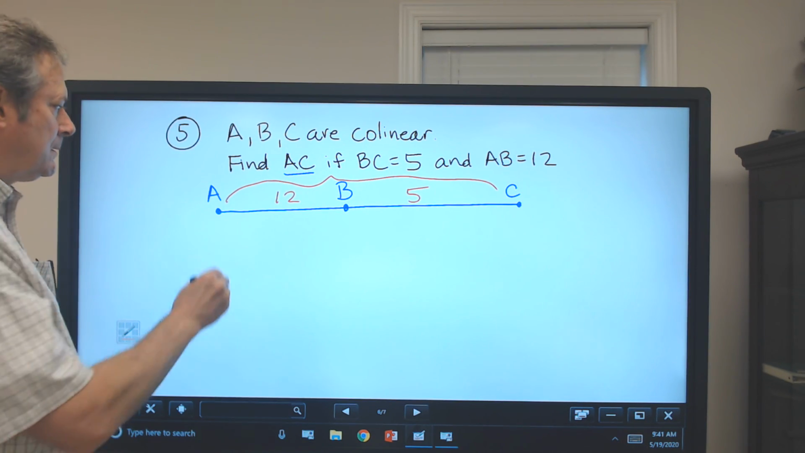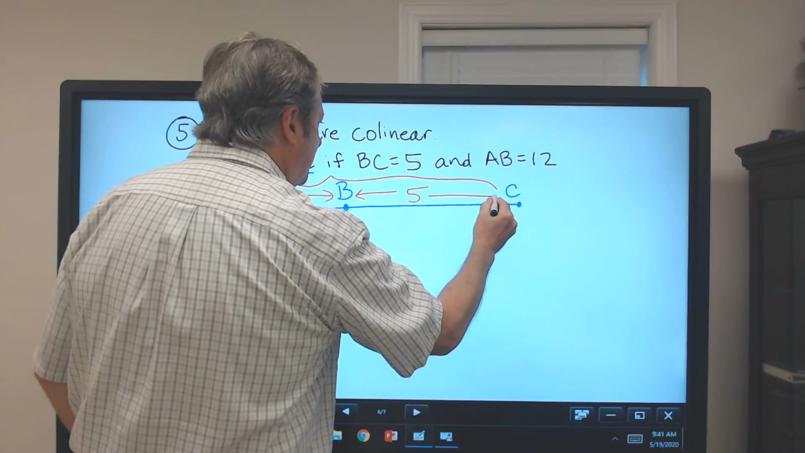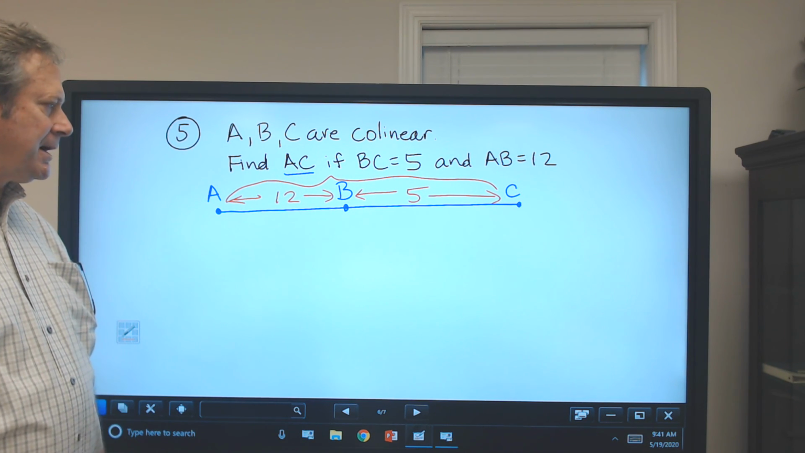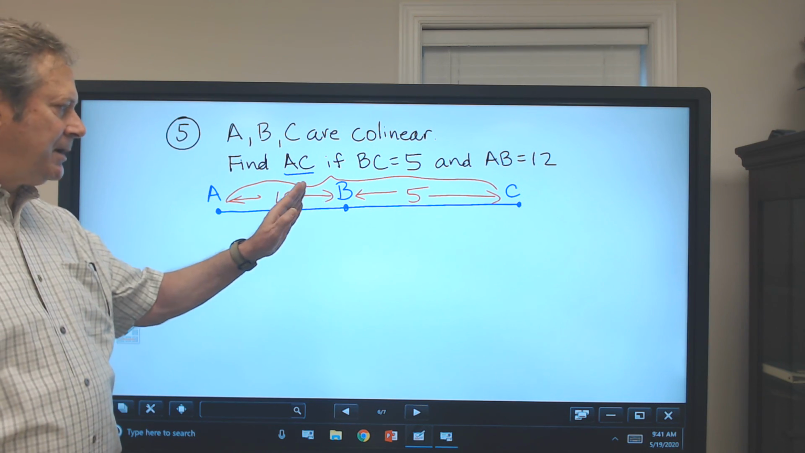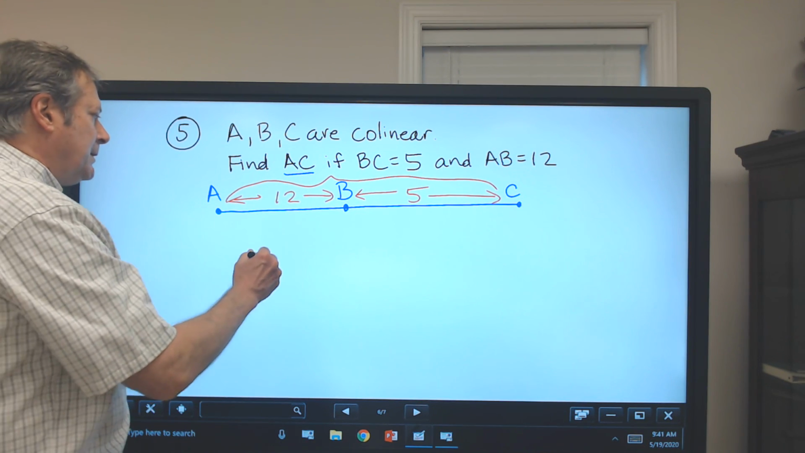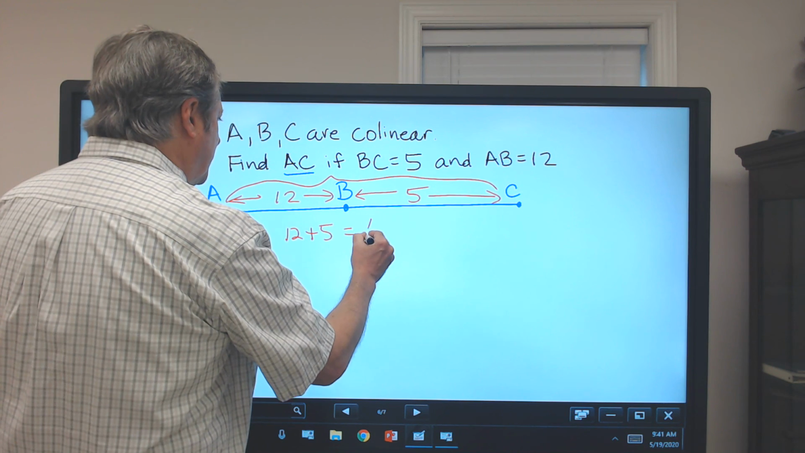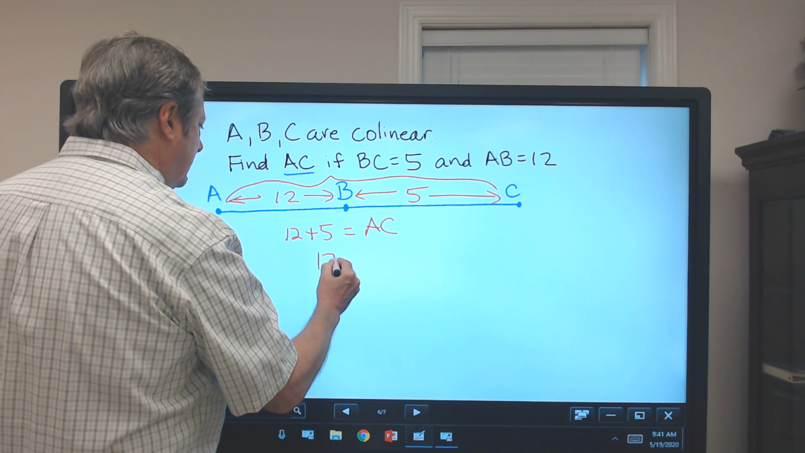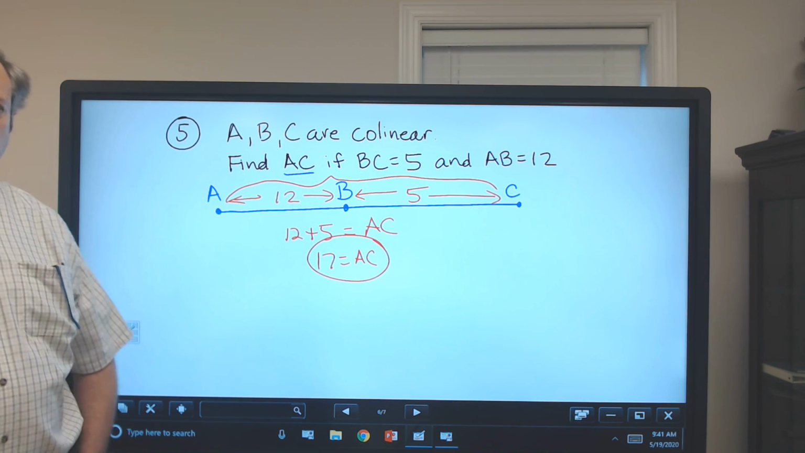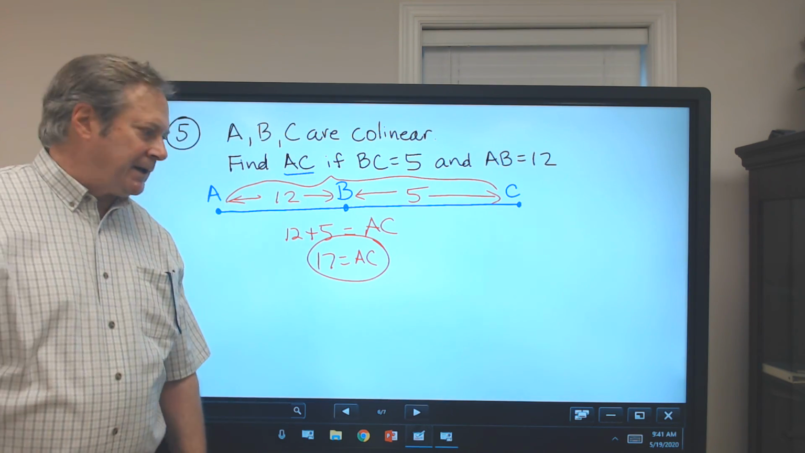Now, I normally don't draw this, but I want you to be able to see this. So I think at this point you should definitely figure out if from here to here is 12 and from here to here is 5, if we want the whole thing, it's going to be 12 plus 5. So 12 plus 5 is going to be AC, and so that's going to be 17. Yeah, pretty straightforward, but it helps a ton to draw out the sketch.